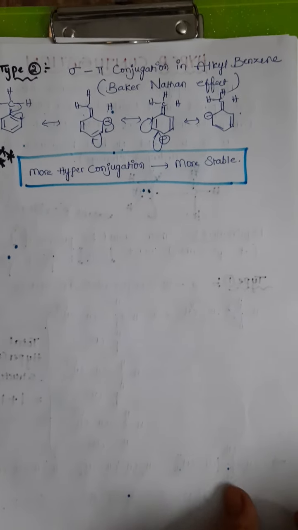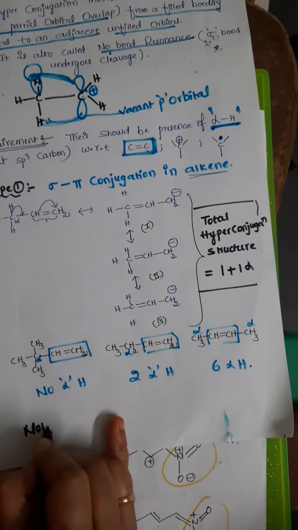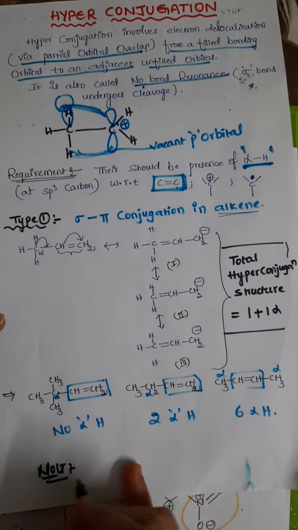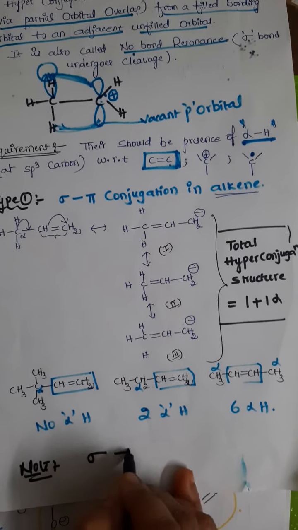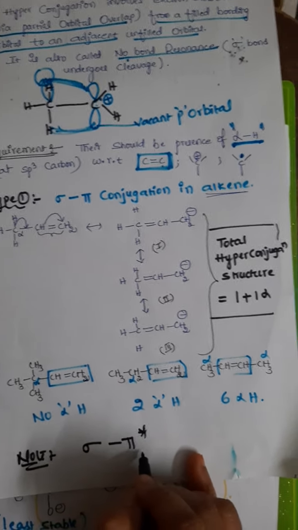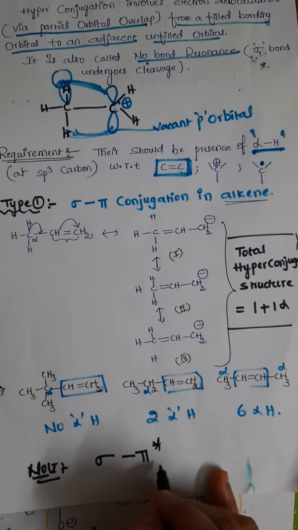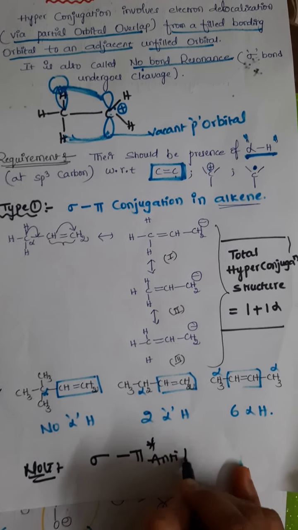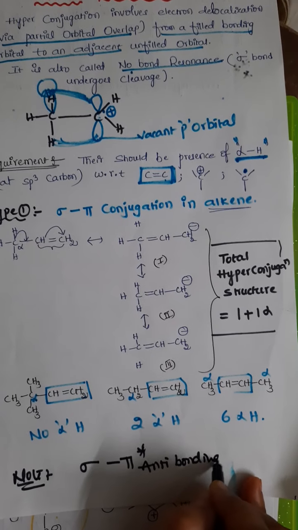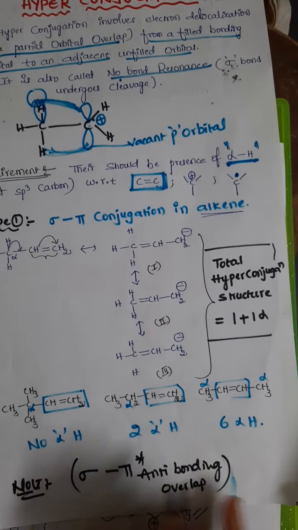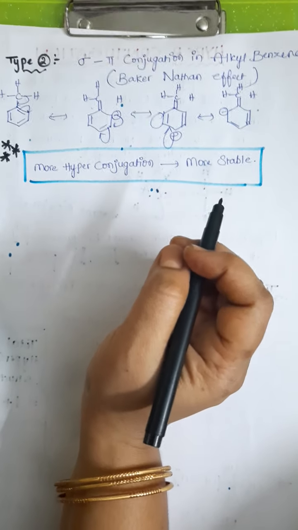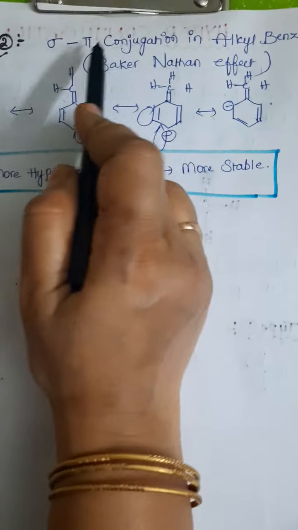Here is one important point you have to remember, students. This is an advanced type question. In this alkene, sigma-pi conjugation takes place between the sigma bond and the pi star, nothing but the anti-bonding orbital. Pi star means what? Anti-bonding orbital overlap is taking place. See, second type, students. Sigma-pi conjugation.